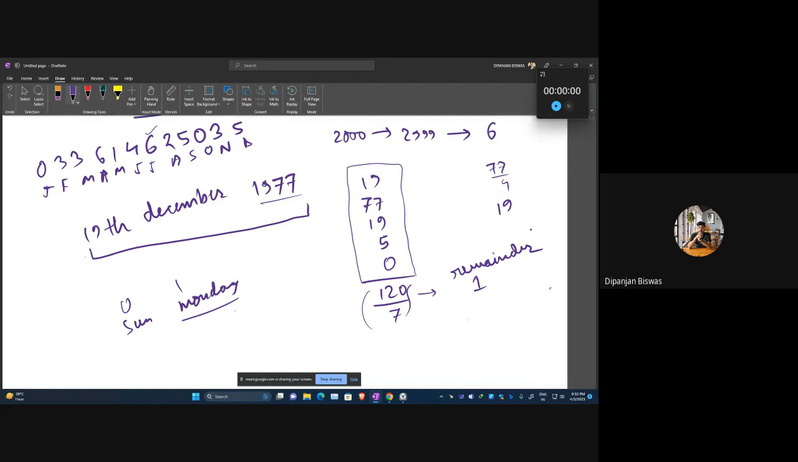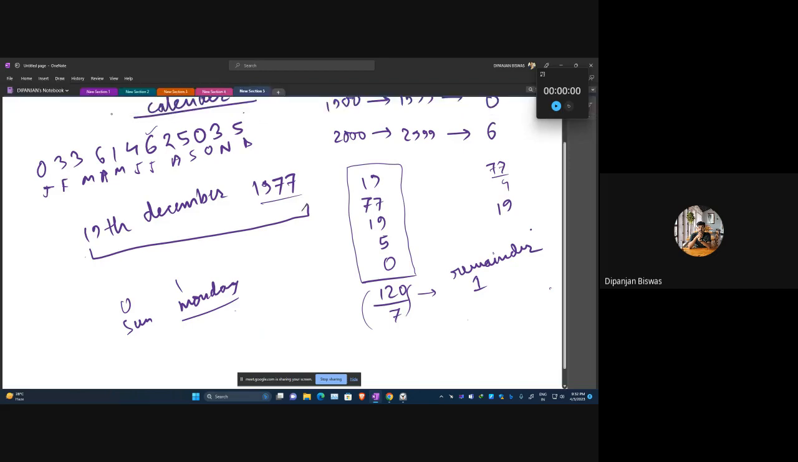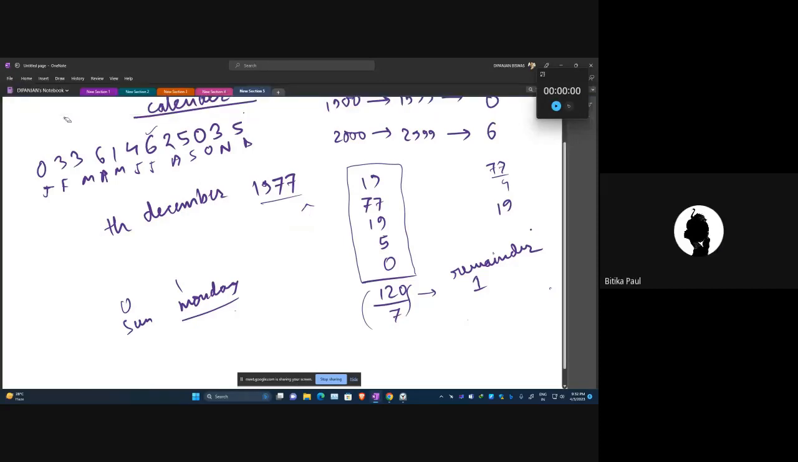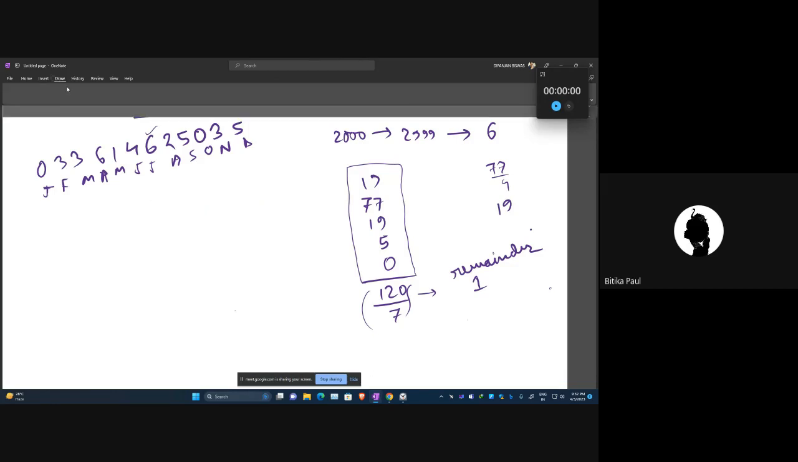Was anyone else able to solve the question? So we still don't have any positive answer. Sir, can you please solve this one? I mean, 120 by 7, and then I am getting confused actually. Okay, okay, fine.